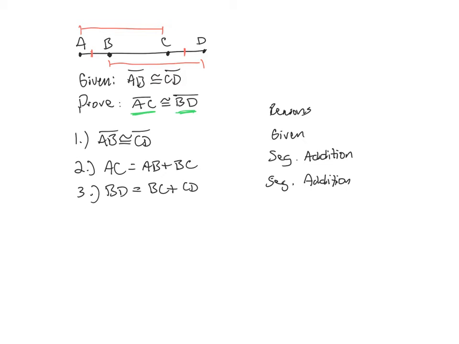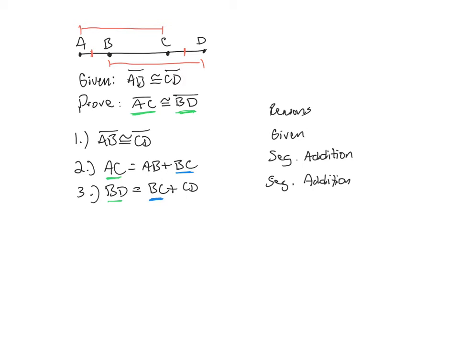So in the end, again, I want that and that to be equal or congruent. What I also notice is that I have BC in both equations, but then AB and CD are different. So if I could make either AB or CD be the same, then I'm good.